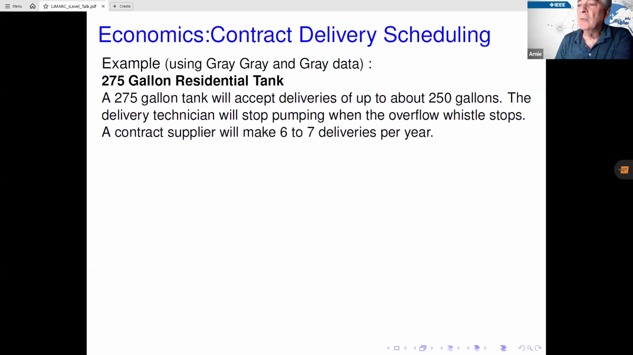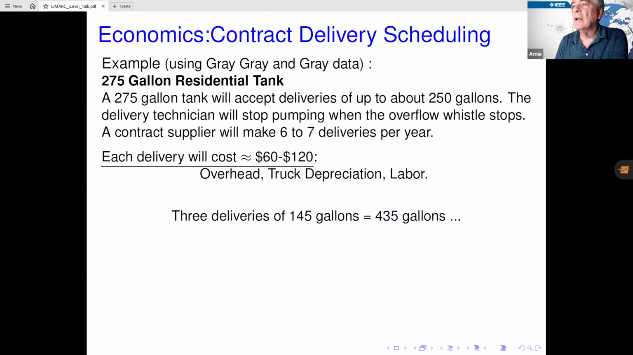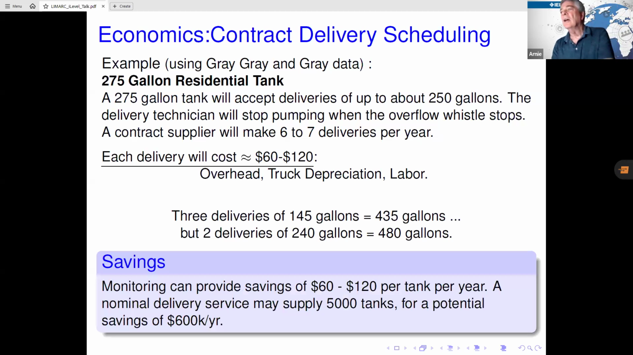Most contract deliveries make about 6 to 7 deliveries per year. So that's maybe something like between 1,000 and 5,000 gallons a year. Some of the economics are that the delivery cost, and if you're making 3 deliveries of 145 gallons equals 435 gallons, 2 deliveries of 240 gallons is 480 gallons.